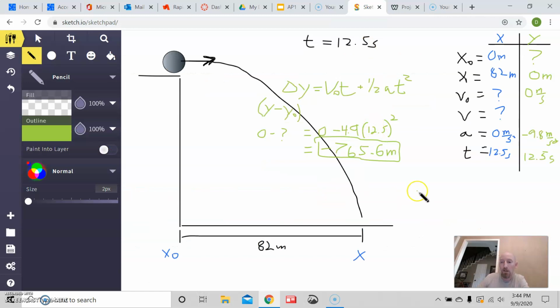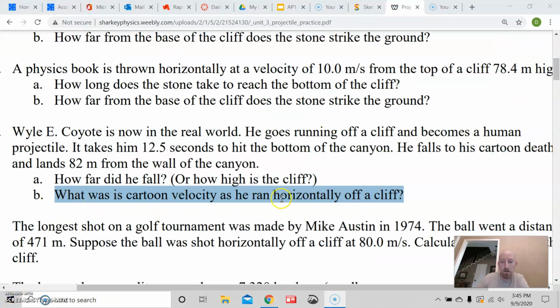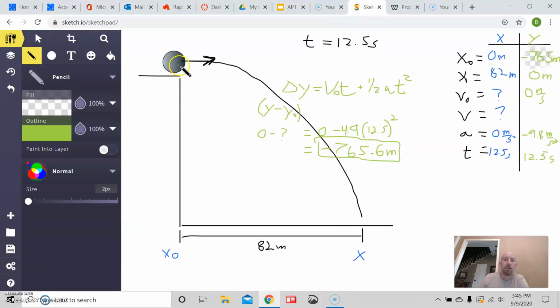Okay. Now, when I know something, I can go ahead and put it into my chart. So that 765 can go into the chart right here, and I know more stuff. This cartoon velocity as he ran off the cliff horizontally. So that's a key word right there. What is the velocity as he ran horizontally off of the cliff? Well, he came off the cliff like this. So they're asking us to solve for the velocity in the x. Which one do we solve for? Well, it doesn't matter. We can solve for either one.